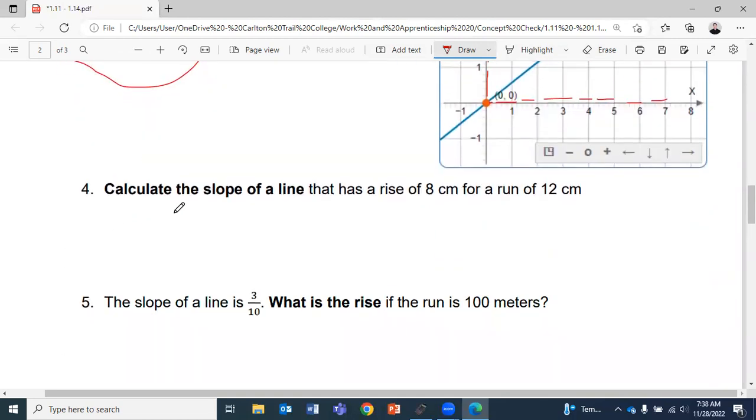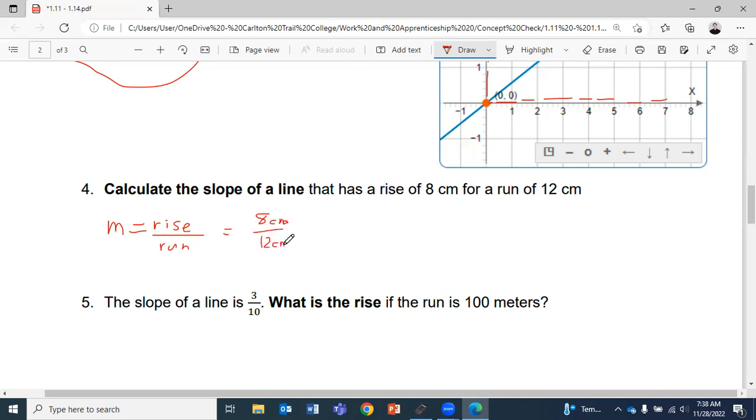So now what I want to do is calculate the slope of a line that has a rise of 8 centimeters for a run of 12 centimeters. So same thing. Put my formula in. M equals rise over run. Now I know my rise in this case is 8 centimeters, and my run is 12 centimeters.